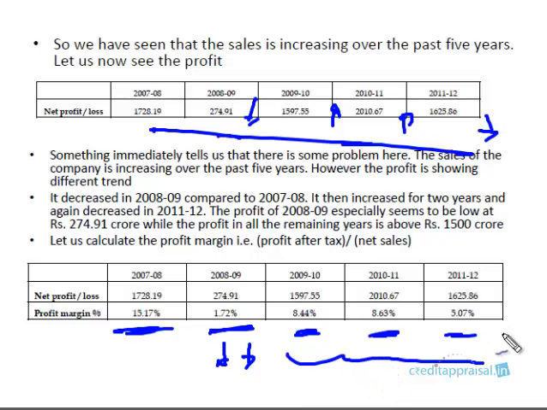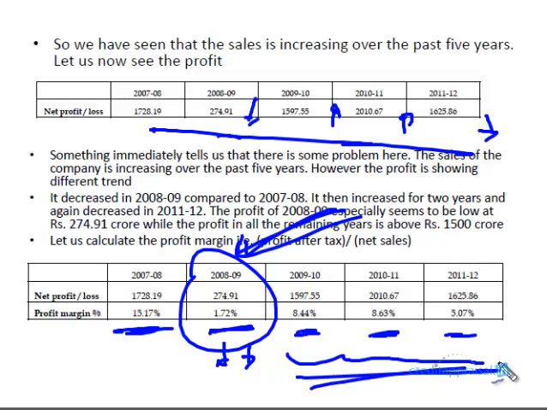Even though the profitability has come down, this one is especially low, so you need to investigate. 2008-9 in particular, what has happened here? Anyway, in the last 3 years the profitability is also less compared to what it was 5 years back. So let us see. This can be because of two reasons. 2008-9 again we have to focus on exclusively.